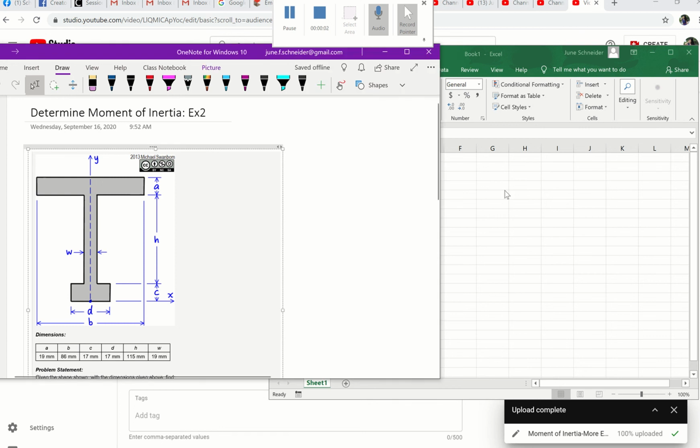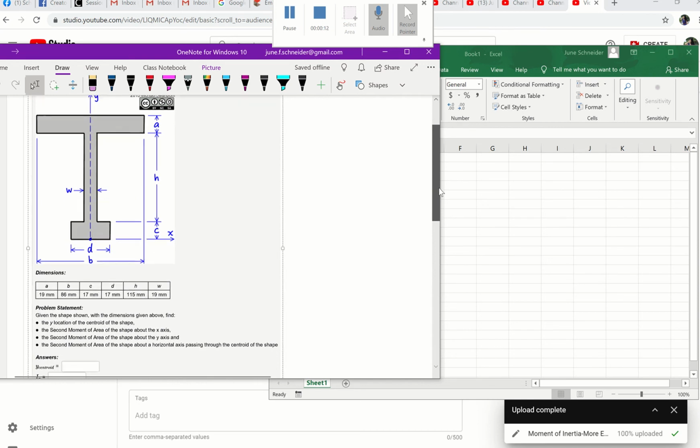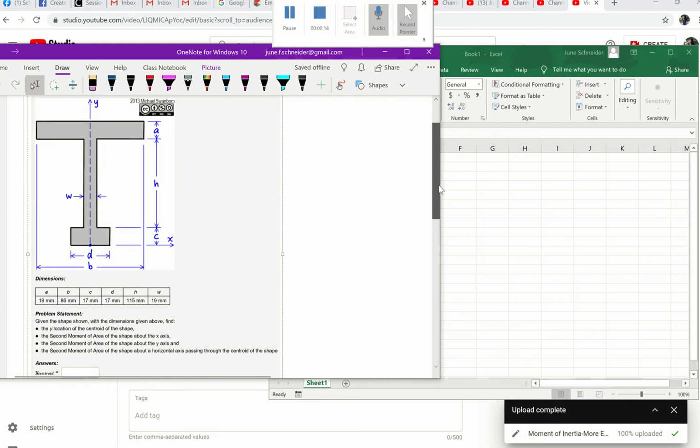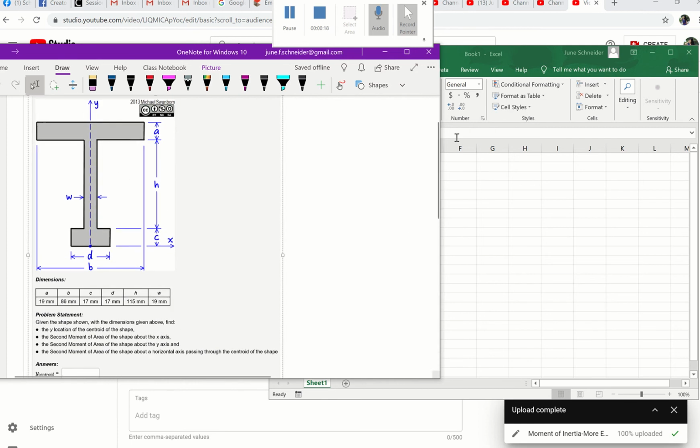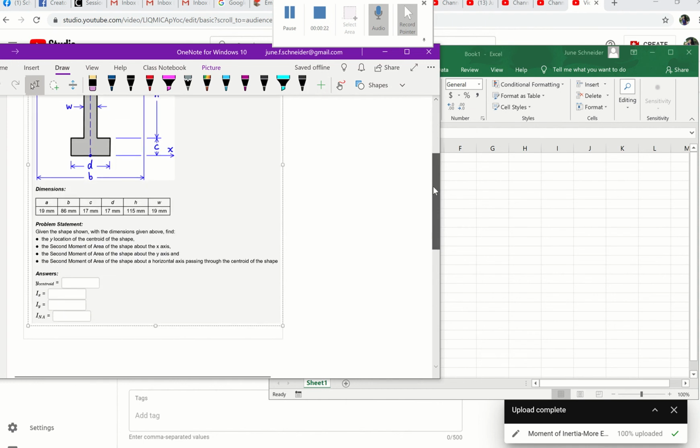Hi, in this video we're going to look at a WebWorks problem regarding moment of inertia. You have this I shape, and they give us the dimensions. Basically this I shape is made of three rectangles. They ask a few simple things, however, it's going to be tedious.